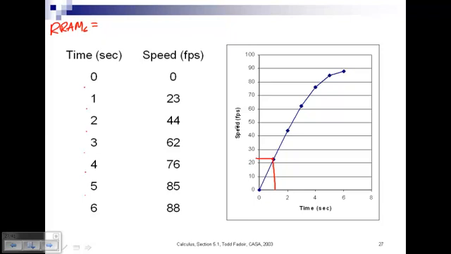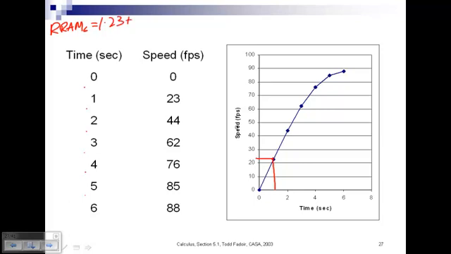How wide is it? 1/6. No, it is not 1/6. It's 1 because I took 6 seconds and broke it up into 6 equal parts. Each part is 1 wide. 1 wide and how tall? 23 tall. And there's my first rectangle.